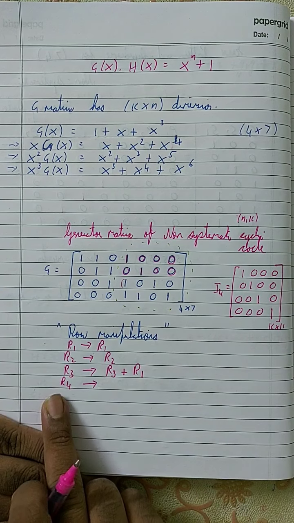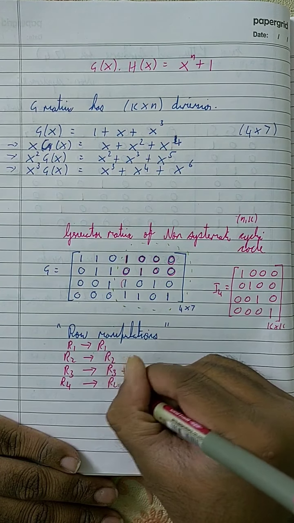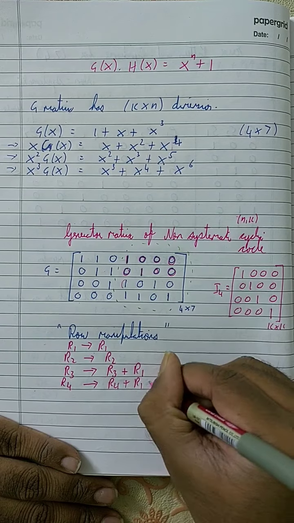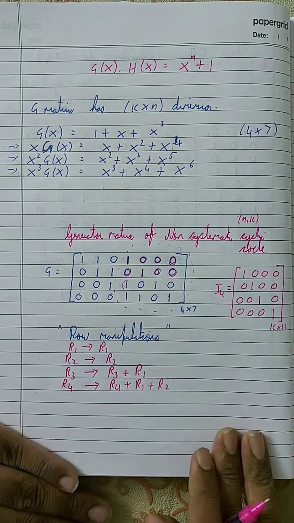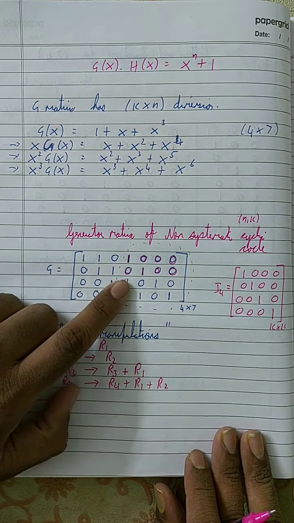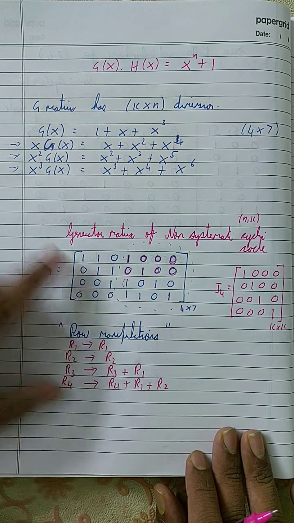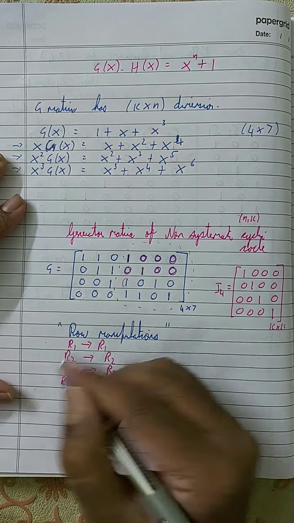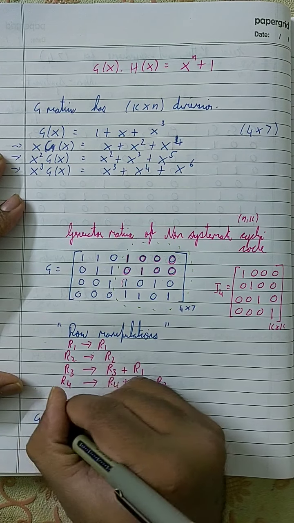So which means row 4 is nothing but row 4 plus row 1 plus row 2. If you make these row manipulations, then this will become a generator matrix of a systematic cyclic code. So let me just write that for you.